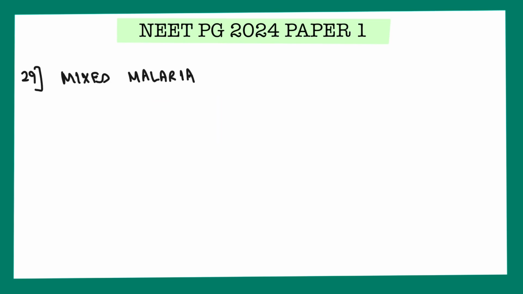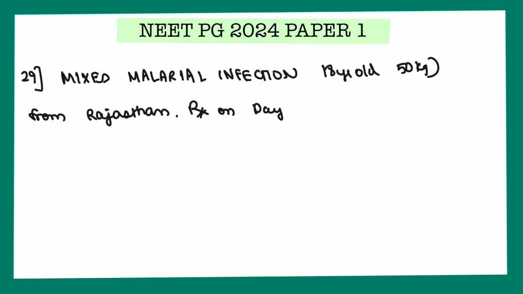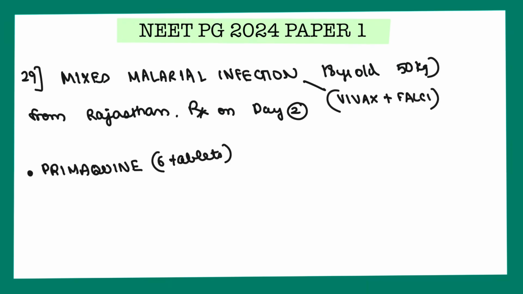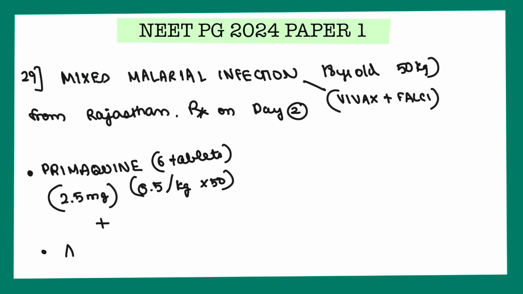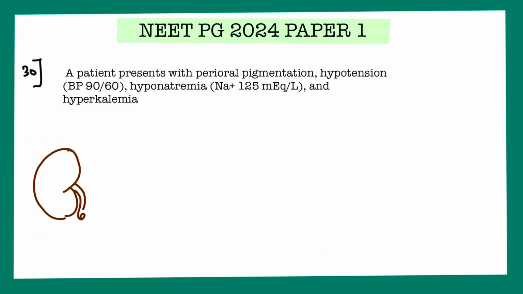Next is mixed malarial infection. They have asked a patient from Rajasthan, 18-year-old and weighed 50 kgs. Day 2 drug treatment they have asked. Vivax with falciparum malarial infection. See, primaquine should be given 0.5 mg per kg, 50 kgs, so it will be 25 mg, 6 tablets, and artesunate 50 mg should be given. This is as per National Malaria Elimination Program.